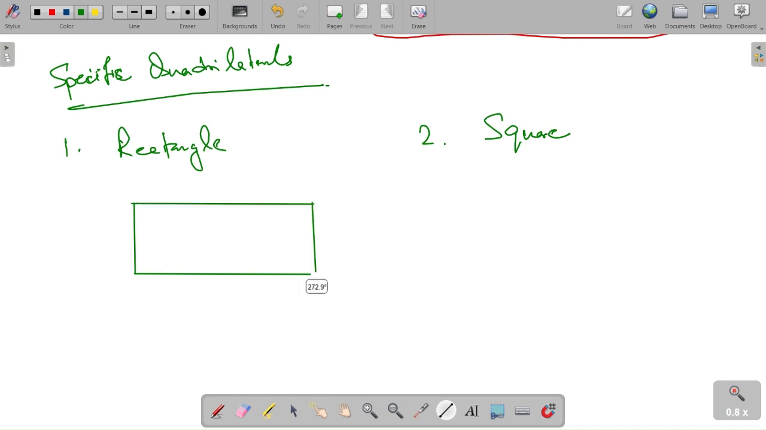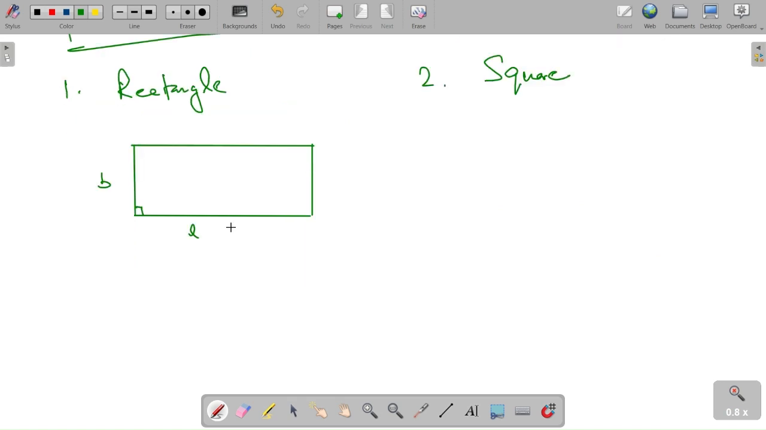So a rectangle is what? You have a length, you have a breadth, and they are perpendicular to each other. Correct? So what will be our perimeter here? L plus B plus L plus B, 2 into L plus B. And what will be my area? Very simple, L into B. Is this okay, both of you?